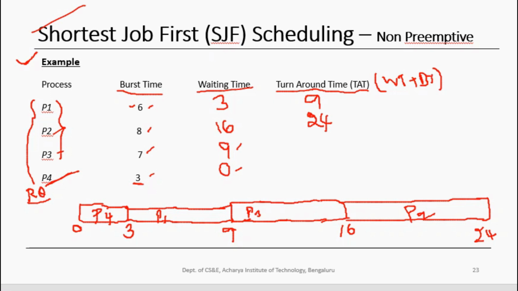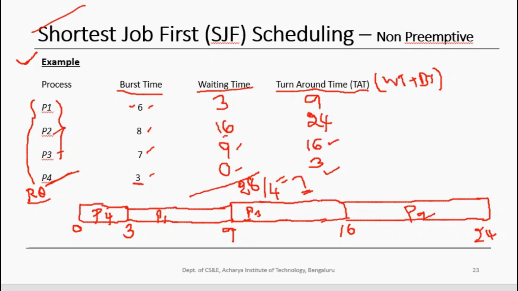What is the waiting time of P2? It is 16, burst time is 8, so therefore it is 24. Okay, similarly for P3 it is 16 and for P4 it is 3. So this is how we can calculate the waiting time and turnaround time. You can calculate the average waiting time. How much is that in this case? It is 16 plus 9, 25, 25 plus 3 is 28. This time we have 4 processors, so it is equal to 28 divided by 4. So it is 7 time units, could be milliseconds, 7 milliseconds.